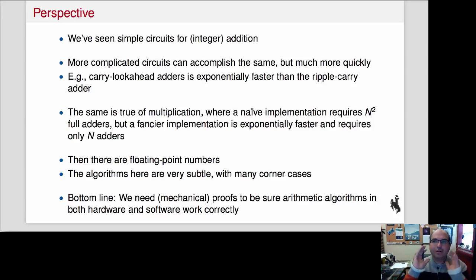We're not going to come close to that with testing. So we really need proofs. And the proofs are so hard and so tedious that we can't do them by hand. We need mechanical help. I mean, we need computers to help us do this. That's the state of the art. That's actually the way that hardware companies do things.